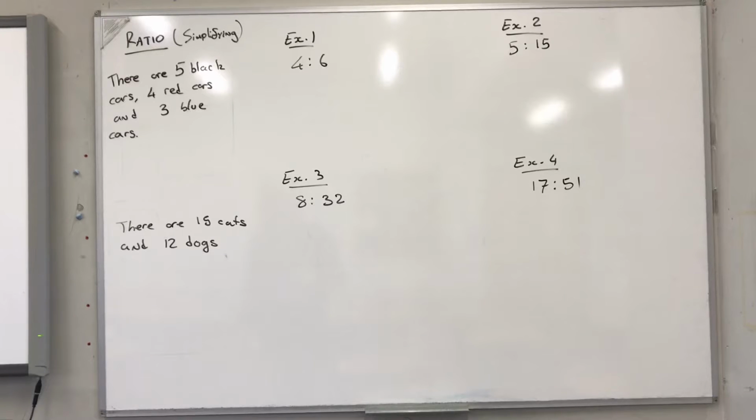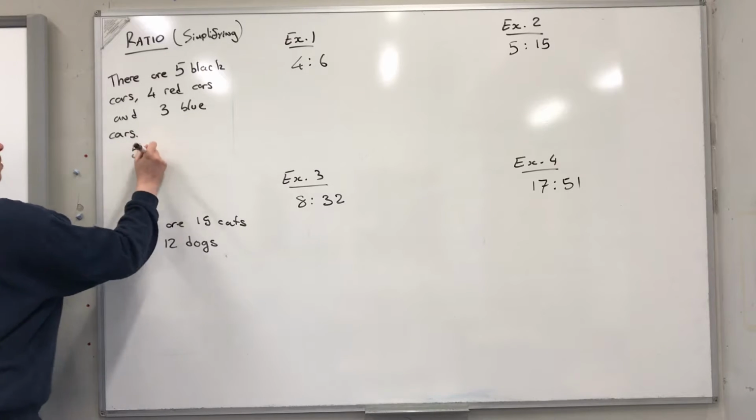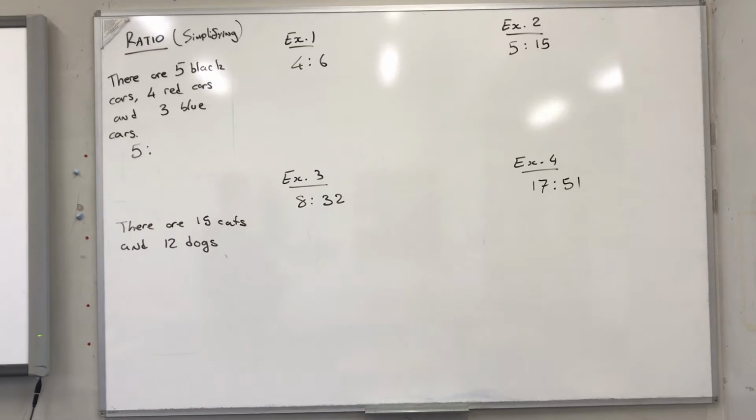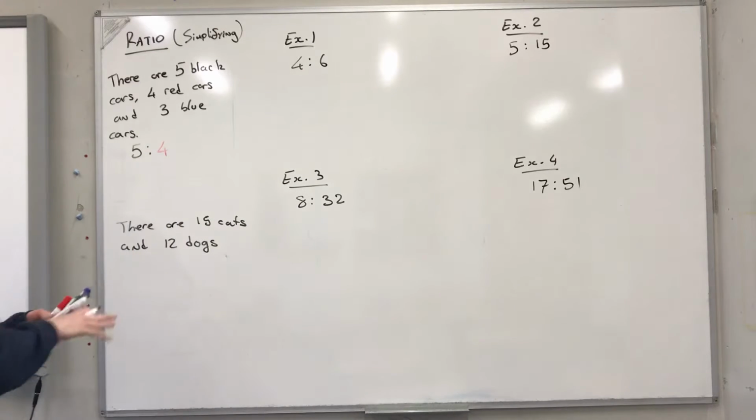And what we can do is write it out with numbers and then this special little symbol with the 2 dots, okay? Which is called a colon in English, but we use it as a ratio symbol here in maths. And so if I want to really express that very easily as just numbers, I can say there's 5 black cars, there's 4 red cars, and there's 3 blue cars.